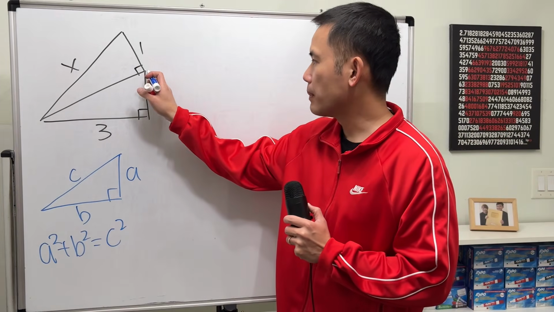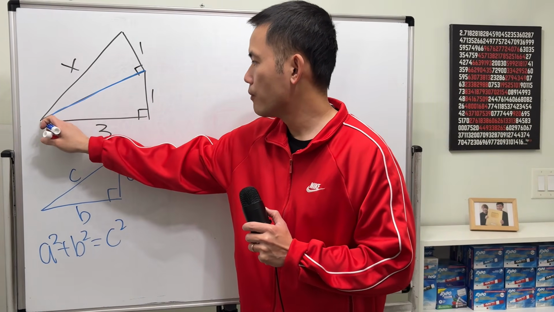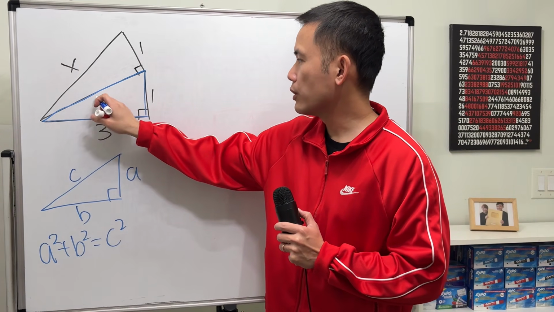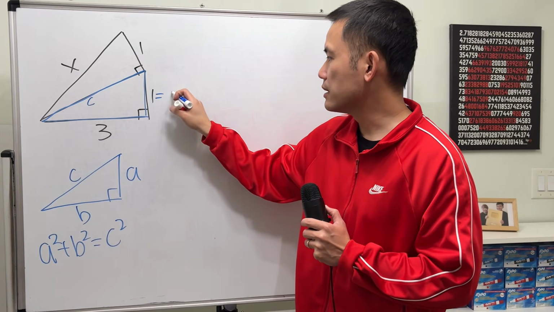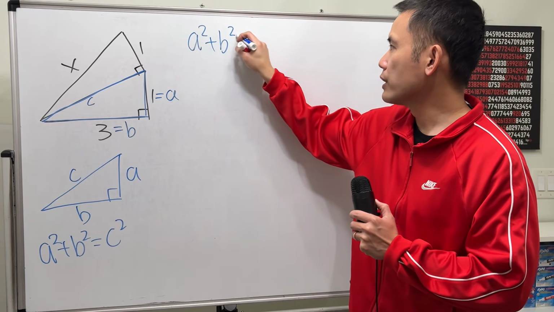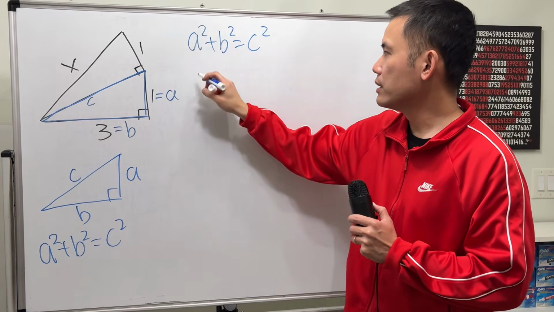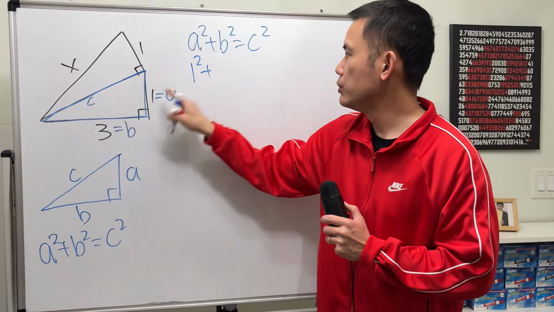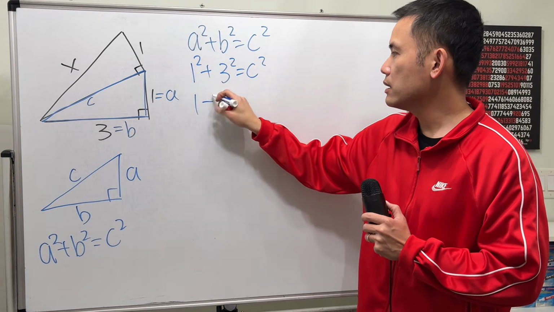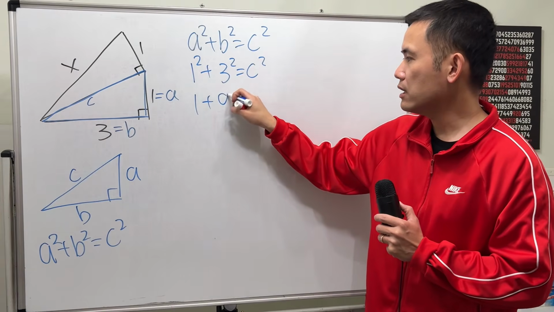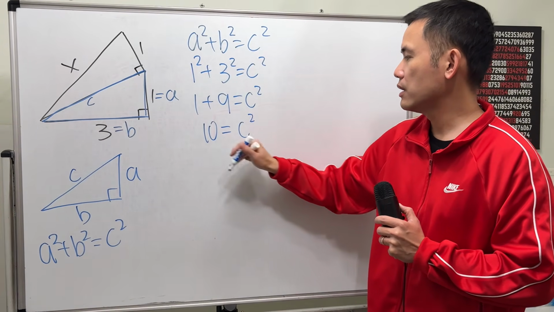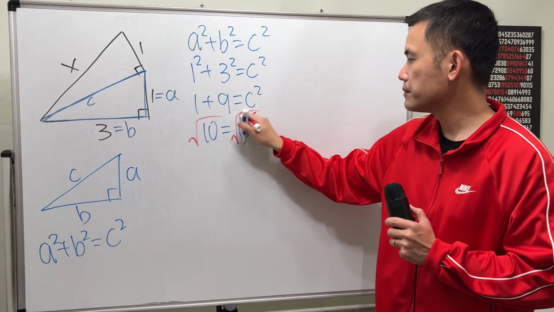Now, if you look at the bottom triangle here, the hypotenuse we don't know, so let's go ahead and call it C, and we can just say this is A and this is B. So by the Pythagorean theorem, we know that we put 1 in here, 1 squared plus 3 here, square that, is equal to C squared. This is 1, 3 squared is 3 times 3, which is 9, and that's C squared. 1 plus 9 is 10, that's C squared, and then take the square root of both sides.